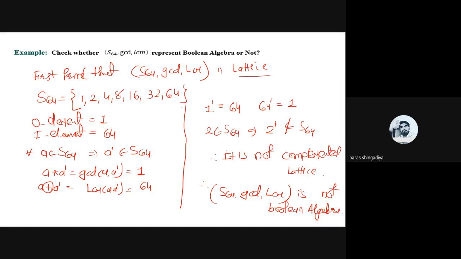Take the first entry as the 0 element and the last entry as the I element, and use them to check the answer for the complement. Okay, and then after we'll check that it is a complement. And now the last condition is to verify the distributive law.